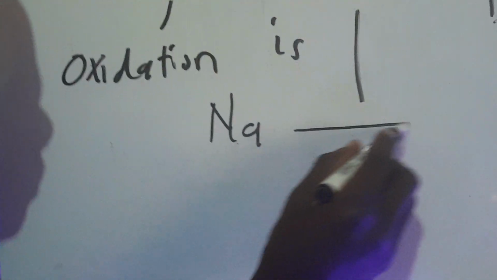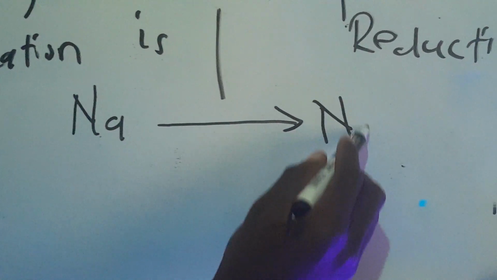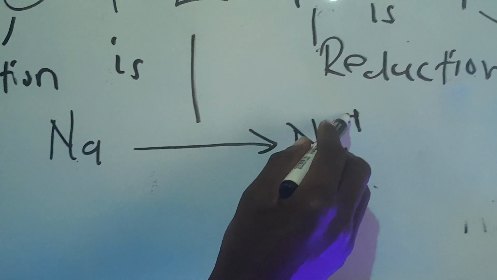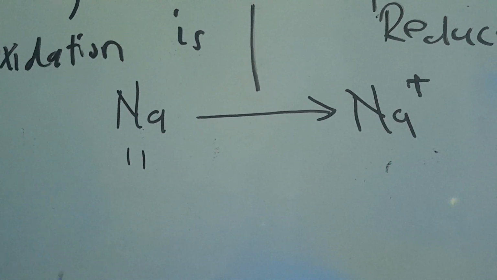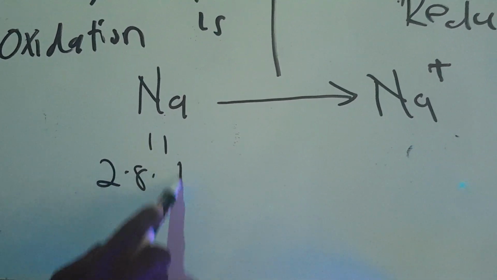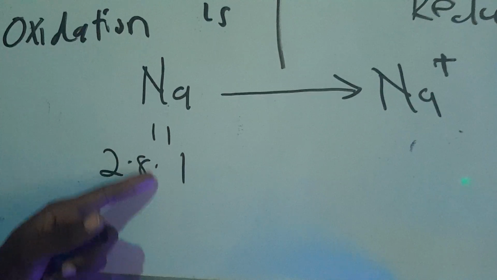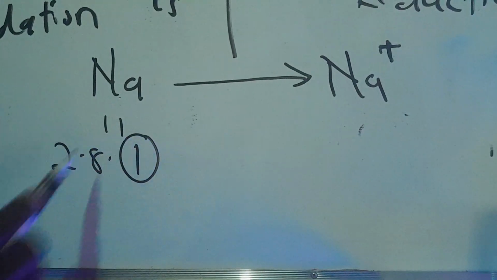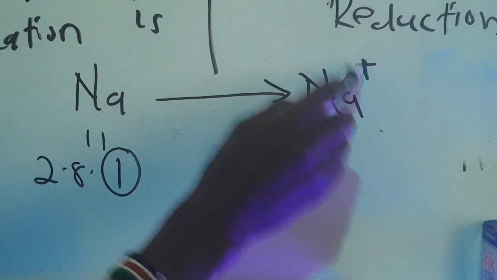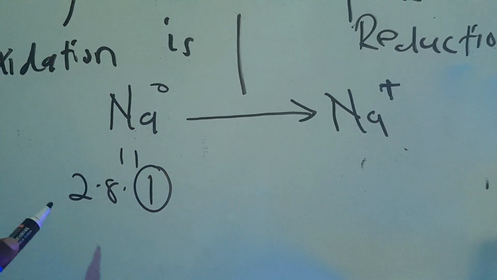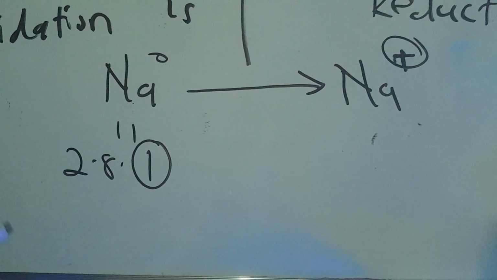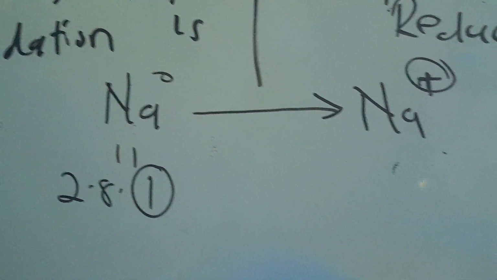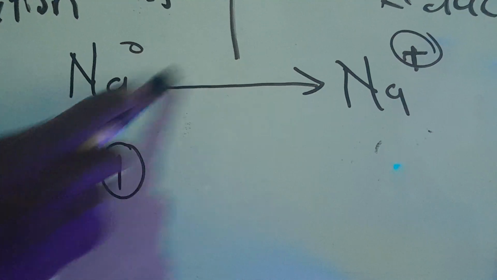Sodium, for it to become stable, will lose one electron, because sodium is number 11 and its configuration is 2, 8, 1. So this sodium, to become stable, must lose this one electron and it will become a sodium ion. It was 0, now it has become positive. In this case, sodium has undergone oxidation, and sodium has lost 1.